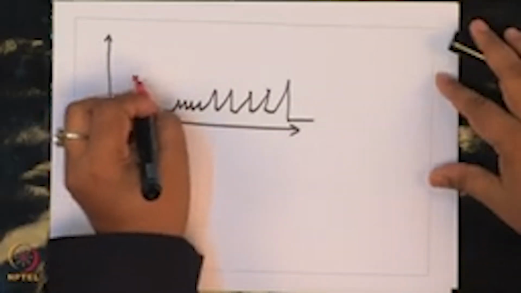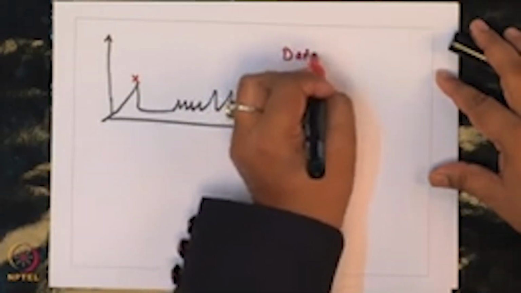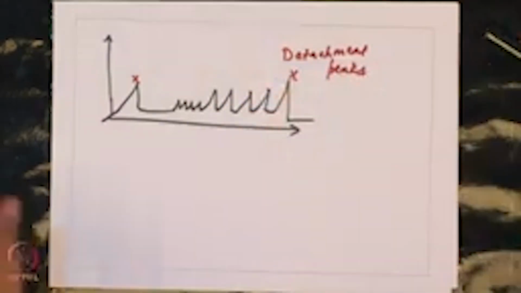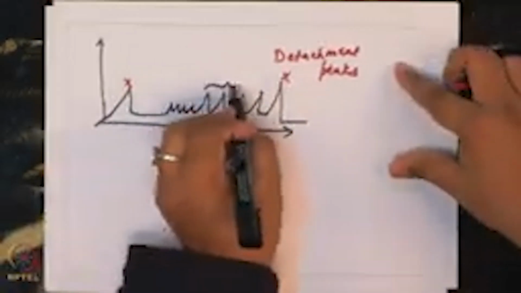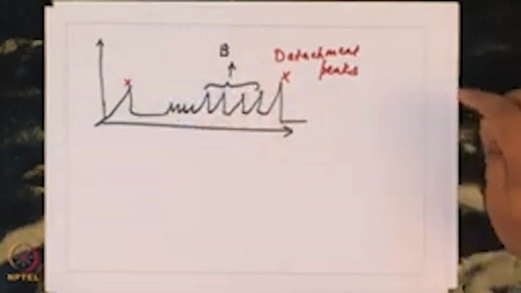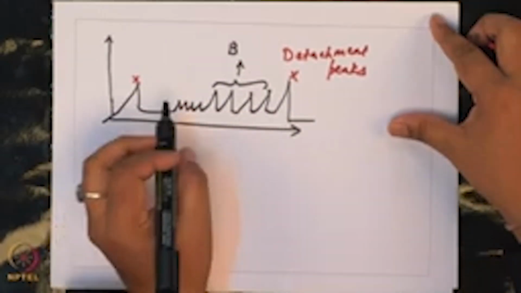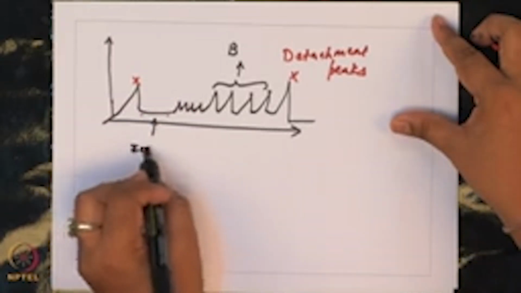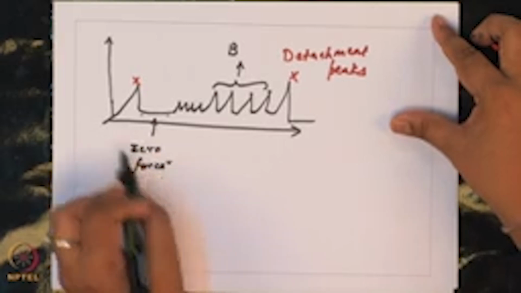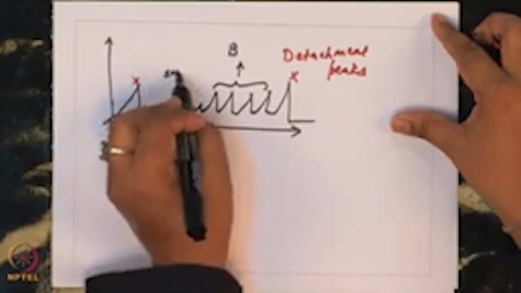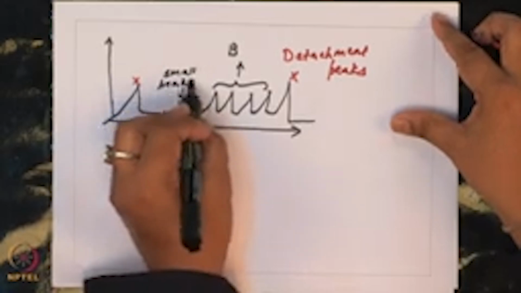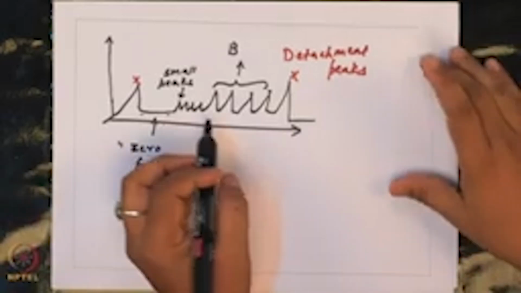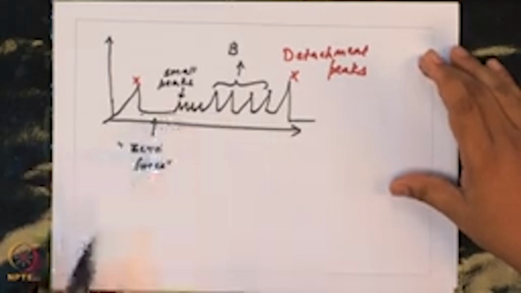Once again these are my detachment peaks. I know that these 4 correspond to B, the folding and unfolding of domain B. Now, you have a small amount of length, again 0 force, followed by these small peaks. So, now you have 3 species. One, the unfolding signature of which you know, and then there are 2 additional things.